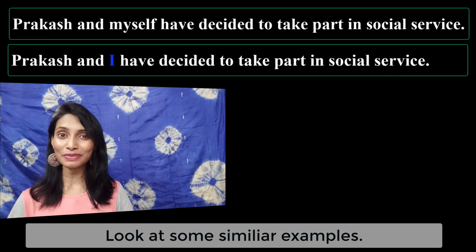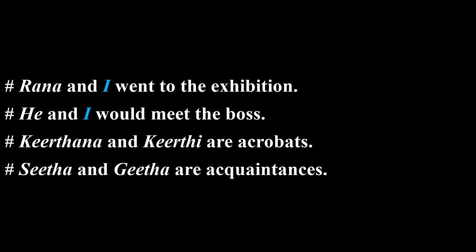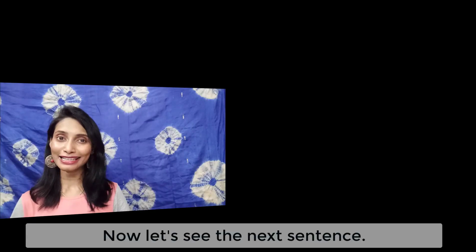Now look at similar examples. Rana and I went to the exhibition. He and I would meet the boss. Kirtana and Kirti are acrobats. Sita and Geeta are acquaintances. Now let's see the next sentence.